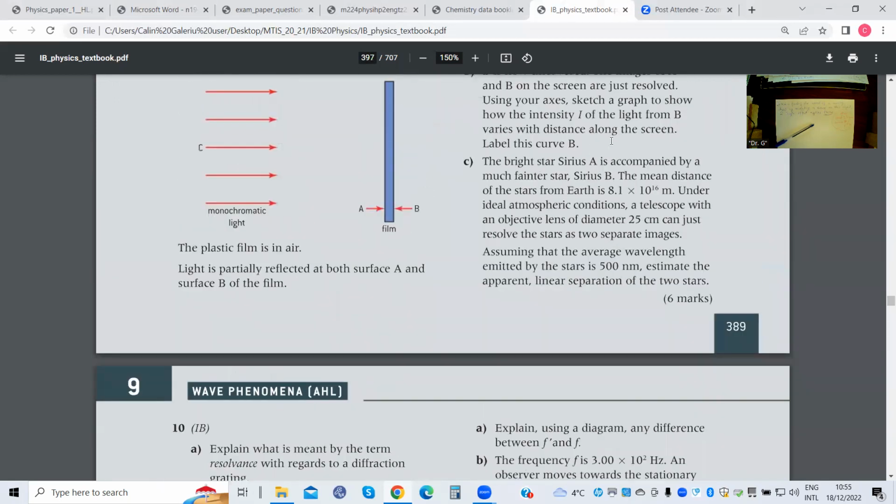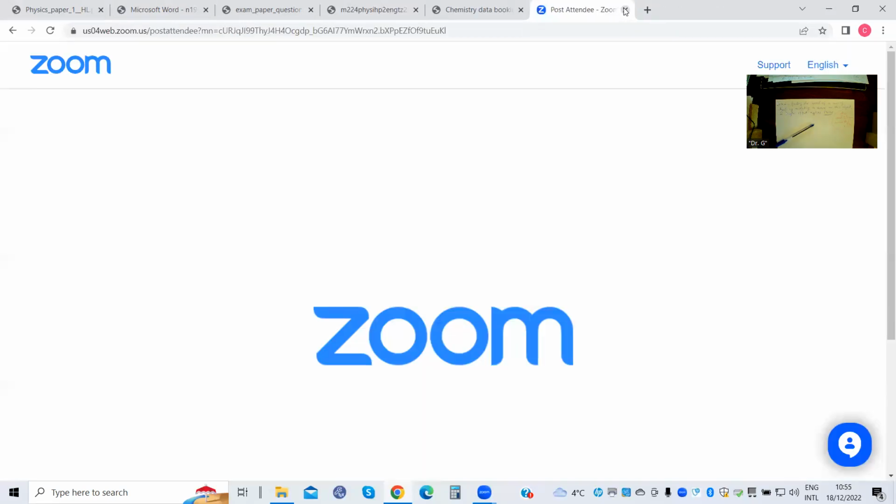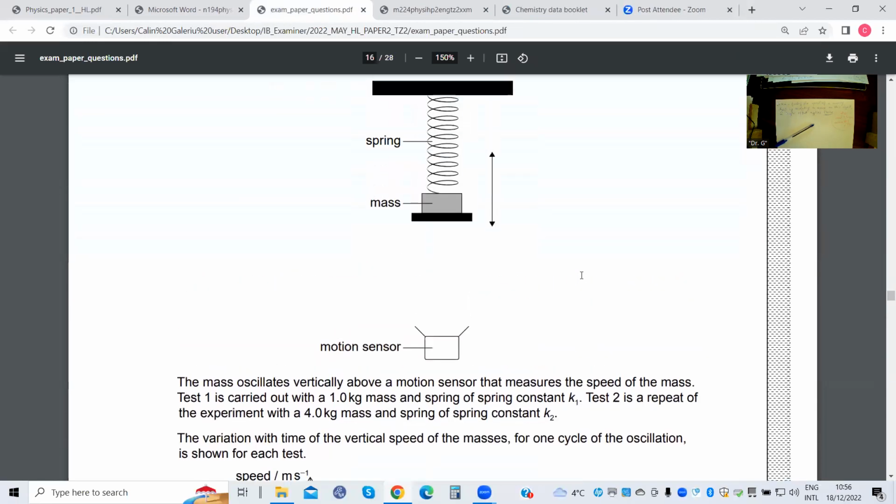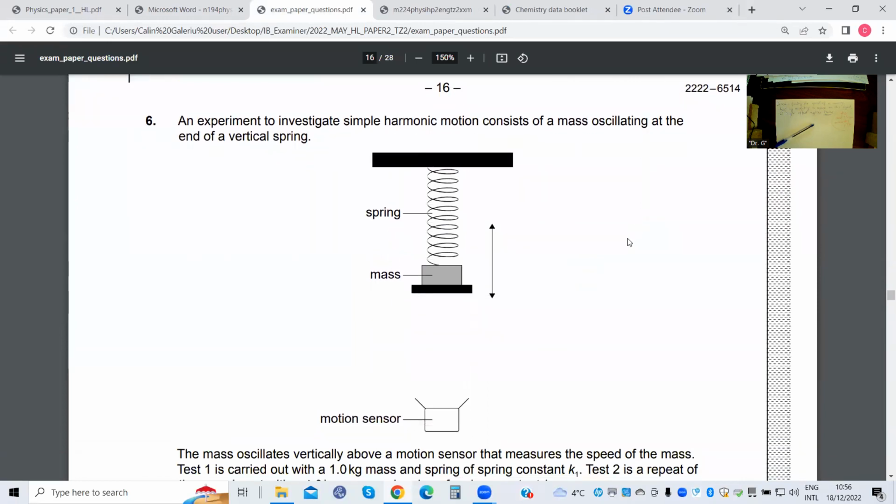Okay. I'm gonna look at this problem. Okay. Problem number 6 from the higher level paper 2 from this year, May 2022.